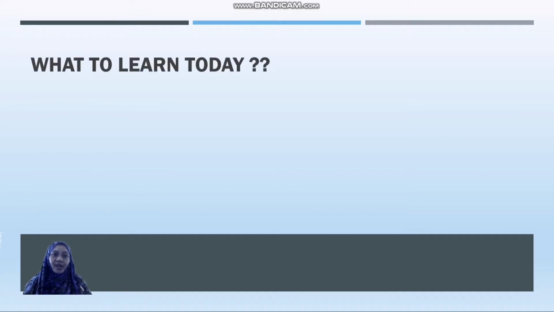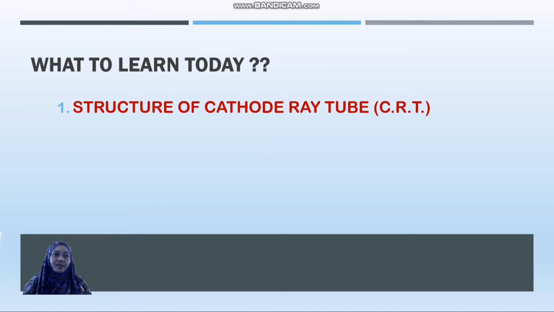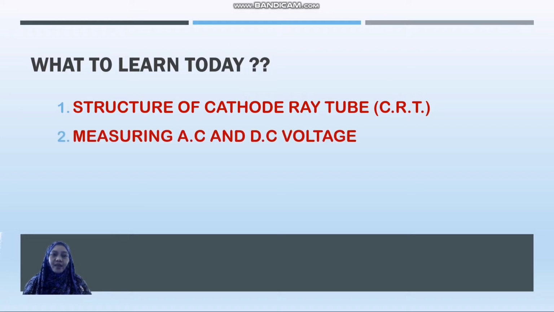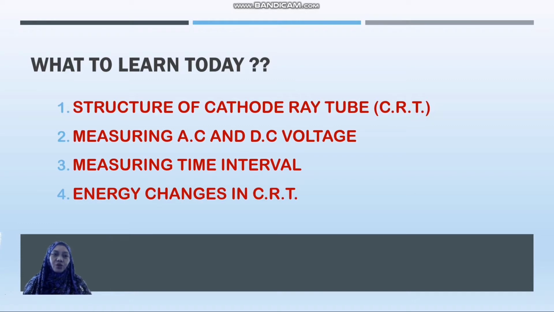So what are we going to learn today? This is our point of discussion in this lesson. Number 1, we are going to discuss the structure of the cathode ray tube, CRT. Second, how to measure AC and DC voltage. Number 3, how to measure time interval. And last but not least, to know what energy changes occur in the cathode ray tube and how to find them.